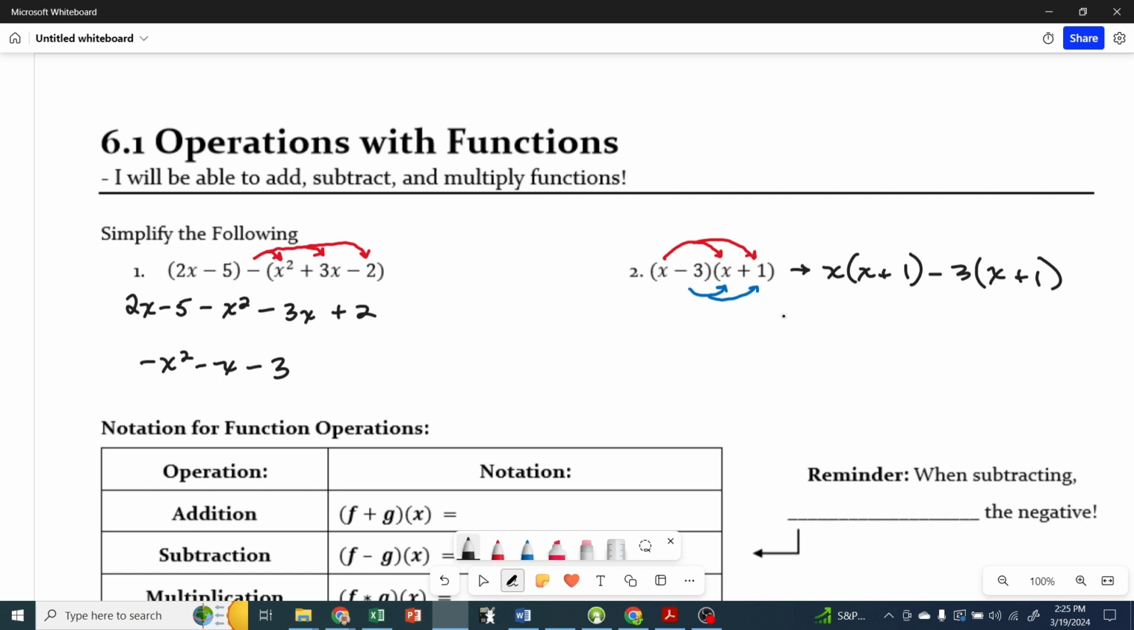X times x is x squared. X times 1 is x. Minus 3 times x is minus 3x. Minus 3 times 1 is minus 3. Now we'll just combine like terms, and we end up with x squared minus 2x minus 3.